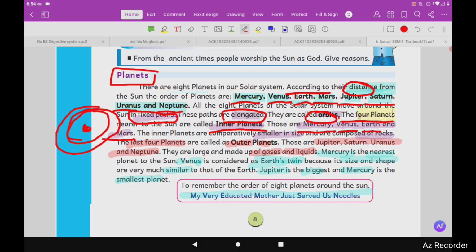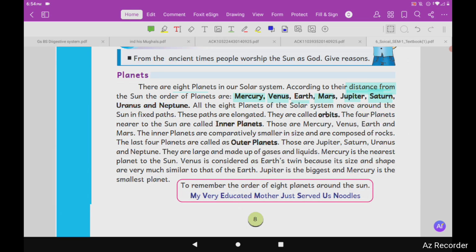These 4 planets are called inner planets. Why? Because these are nearer to the sun. The first 4 planets are called inner planets. What are they? Mercury, Venus, Earth and Mars.